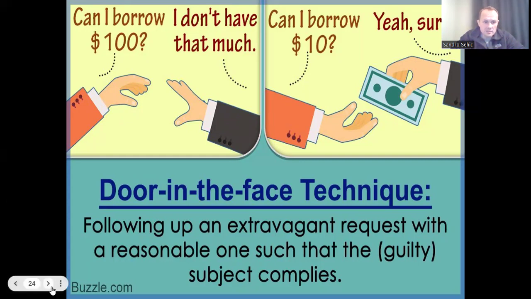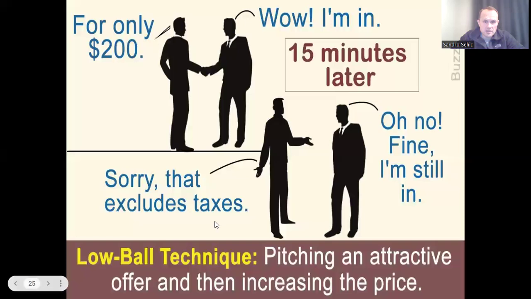And there is the third persuasion technique, the one that I don't like, because this one actually is a very, very dishonest technique, and it's called the lowball technique. You pitch an attractive offer and then you increase the price. Okay. How many of you have signed up for, let's say, cell phone service, especially a family plan?